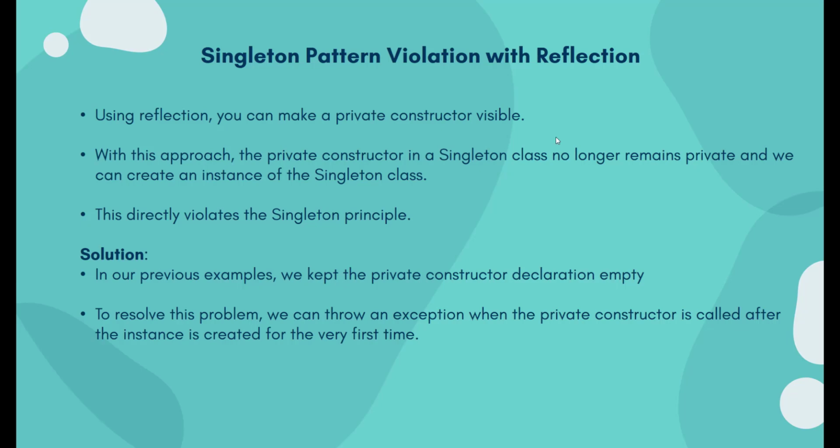One of the features of Java reflection is that we can change the access modifier of any variable, method or constructor to public from a more restricted form like private or protected. This sounds very disruptive for the singleton pattern, as if we were able to convert the private constructor to public, we can freely create as many separate instances of the class as we want. This would directly violate the singleton principle. To resolve this issue, we will add some code inside the private constructor declaration rather than keeping it empty.